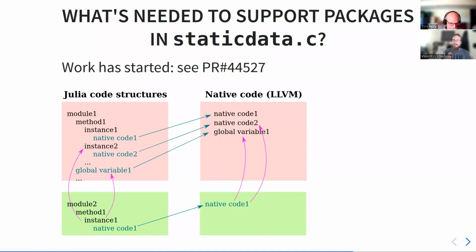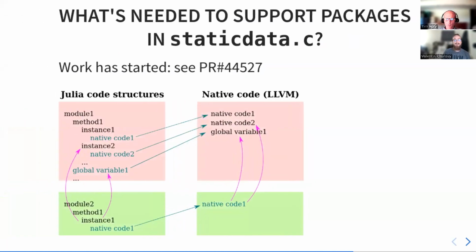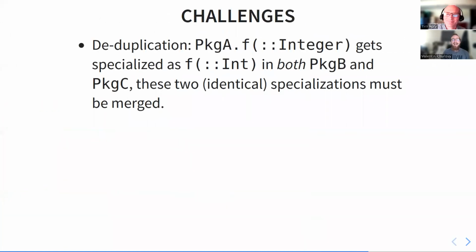So when we're doing the system image compilation, we are switching into a different mode where we're emitting slightly less efficient code, but code that we can load later. And this is in particular global variables and references to native code. And so one challenge is that we have methods being called from packages.